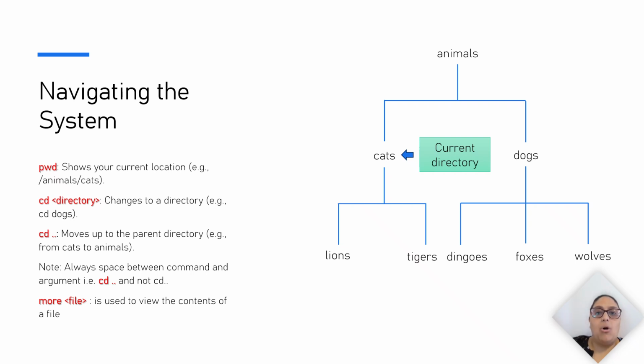Quick tip: always put a space between the command and its argument, like cd space dot dot, not cd.. The more command is used to view the contents of a file. For example, to see the contents of the wolves file, you would type more wolves.